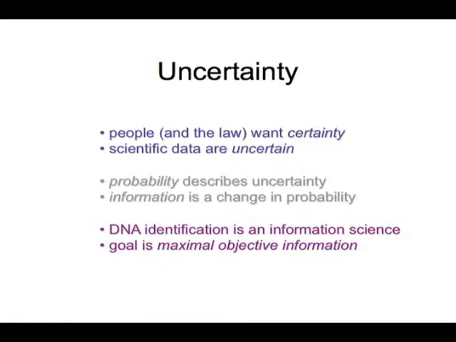And sort of the converse of uncertainty is information, and as we'll see, and as you already know, information can be described as a change in probability, which is a very powerful way of looking at it, particularly if you have different probabilities of uncertain events and you want to quantify how much information was gained. The approach that I'm taking is that DNA identification is an information science, and that the goal of this information science is to obtain the maximal objective information possible from the evidence that we're provided.